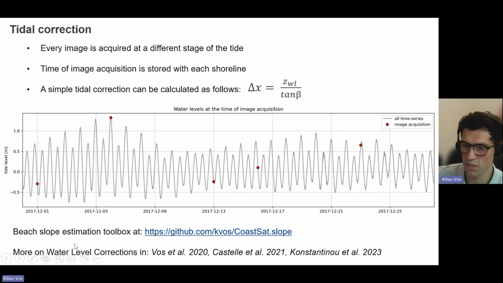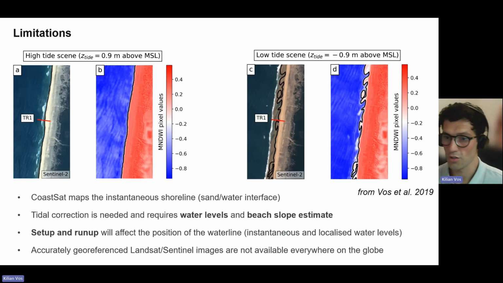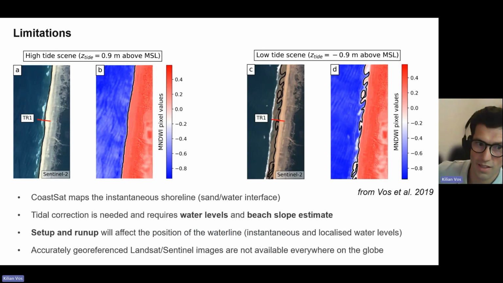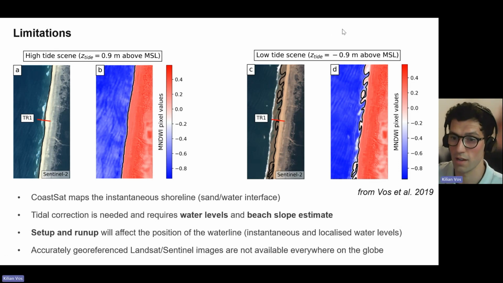Water level correction is a very challenging problem. So I invite you to read, I think this latest paper by Constantine et al. 2023 is very interesting on which water level correction can be applied to satellite-derived shorelines. It's also the limitation of these satellite-derived shoreline products that we're mapping the water line, not the shoreline. So there's a bit of a difference there.